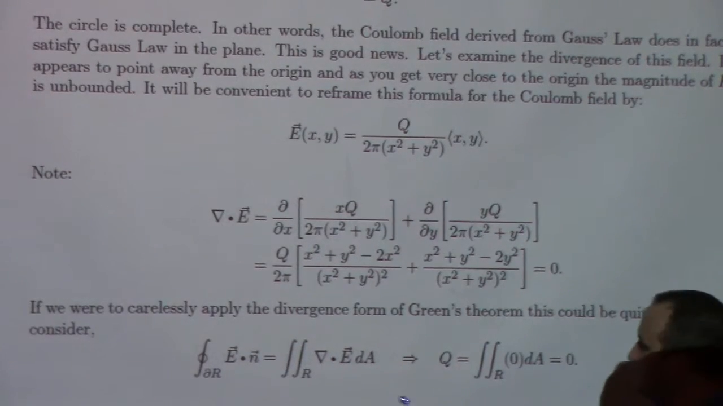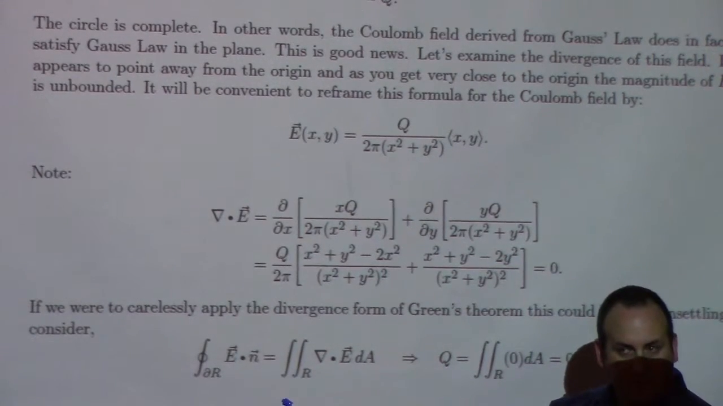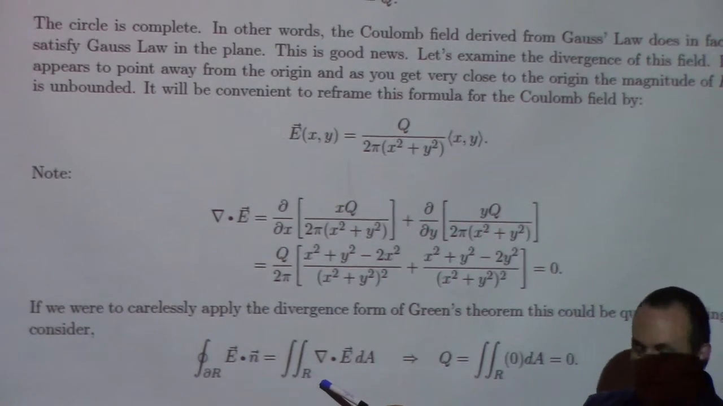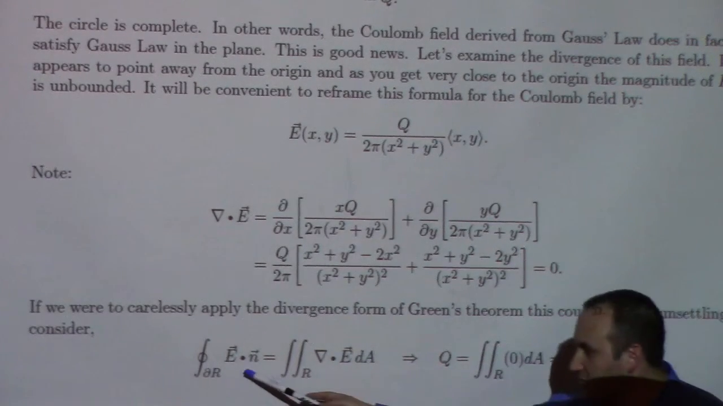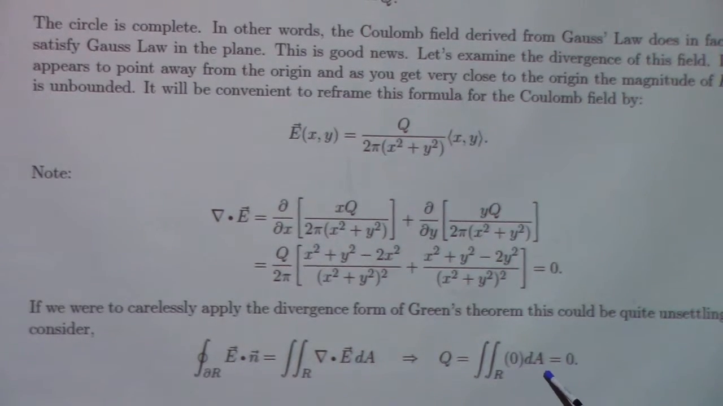So then what? Well, then we could apply the divergence form of Green's theorem. And what do we get here? The flux is equal to the integral of the divergence, but hey, we just proved the divergence is 0, so we get that the flux on the one hand is Q, we calculated it directly right there, and on the other hand, it's 0. Oh man. Well, this is very troubling, because the charge shouldn't be 0 here. What's the deal? What's wrong? What's the mystery here?